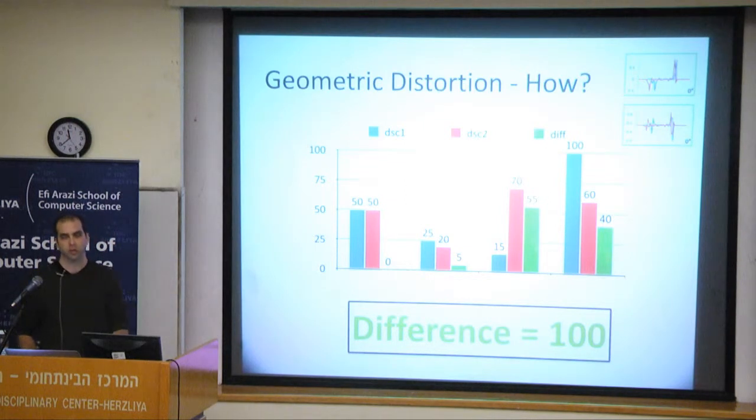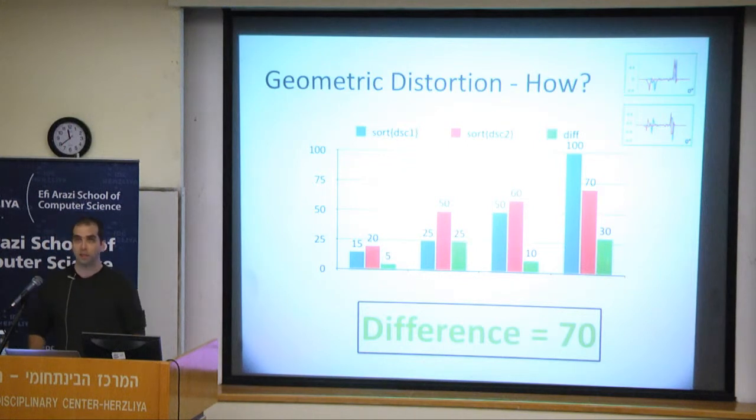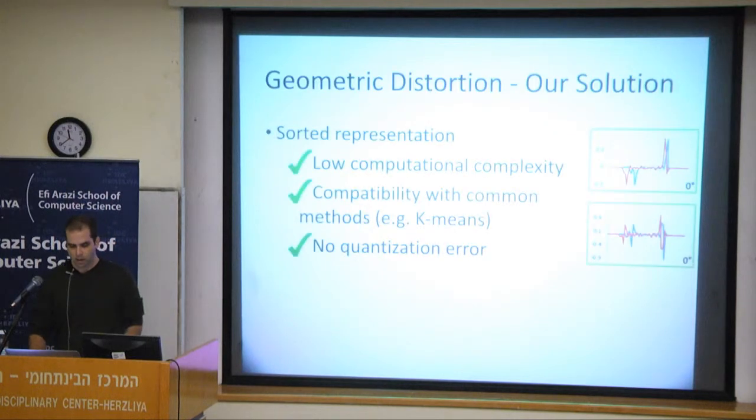Here you can see two descriptors, the blue and the red descriptors or vectors. In green, you can see their L1 difference. To find the best match between the values of the descriptors, we simply sort each of the descriptors independently. The obtained matching between the two vectors is now guaranteed to give us the minimal L1 distance between the two vectors. Of course, this method does not suffer from high computational complexity. It's compatible with common methods, and there's no problem with quantization errors.